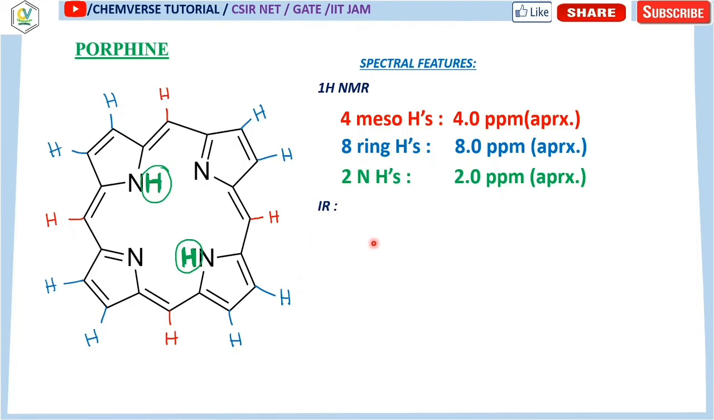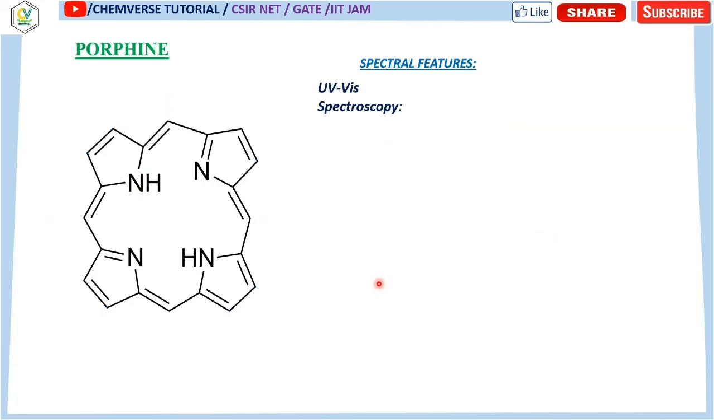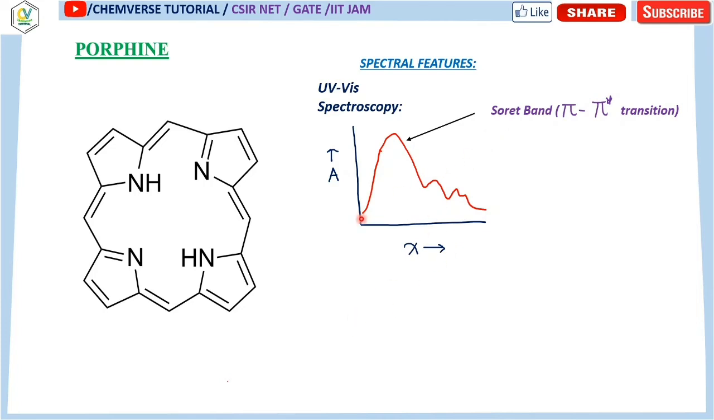Now what about the IR spectra? Due to the presence of these 2 NH bonds, we will get the IR stretching frequency of NH corresponding to 3300 cm inverse. Now the most important spectral feature we can obtain is from UV visible spectroscopy. In the case of UV visible spectroscopy, this will be the graph. Along the y-axis absorbance is plotted, and on the x-axis the lambda, that means the wavelength. Now what we see is that a Soret band is observed in this region, which is around 400 to 450 nanometer.